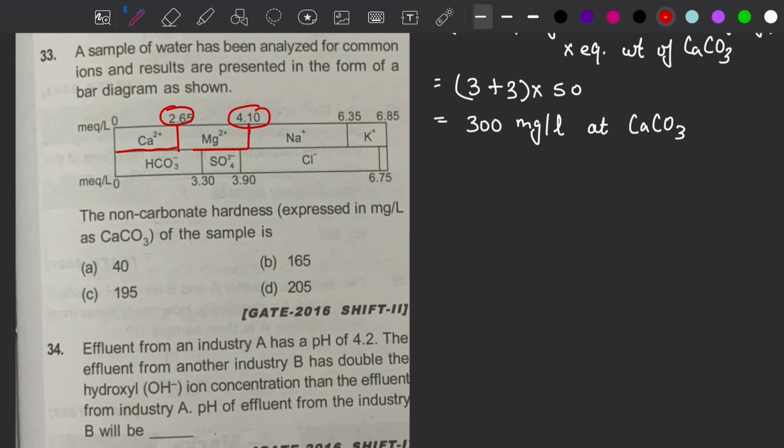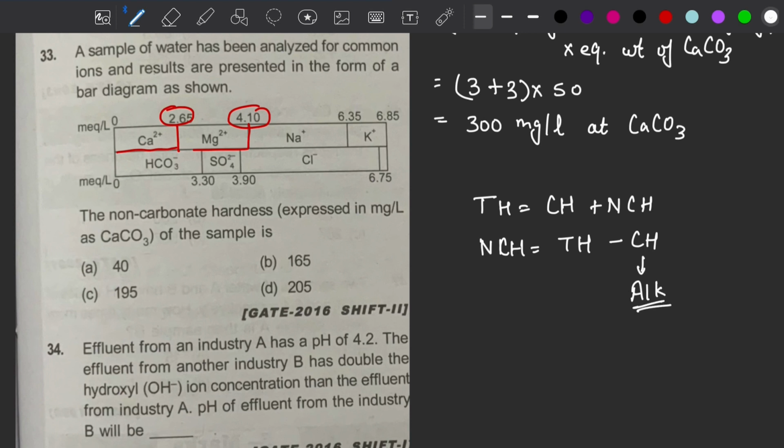For non-carbonate hardness, first of all we need to know the carbonate hardness, because total hardness is nothing but carbonate hardness plus non-carbonate hardness. If we want to calculate non-carbonate hardness, we need total hardness minus carbonate hardness. Carbonate hardness is the removable hardness, that is from carbonates and bicarbonates, or we can say alkalinity or total hardness, whichever is minimum. So first of all we need to calculate the total hardness.